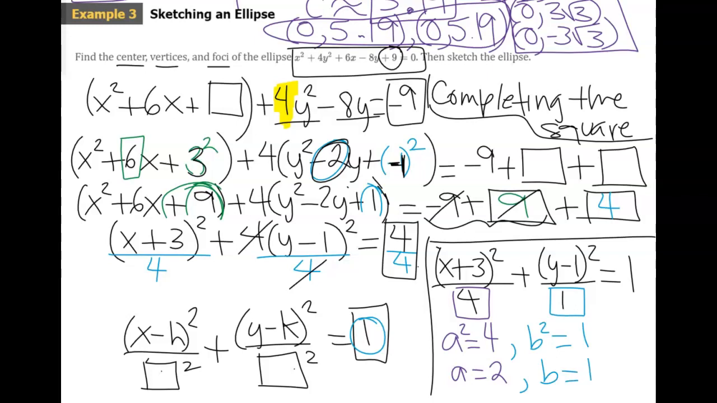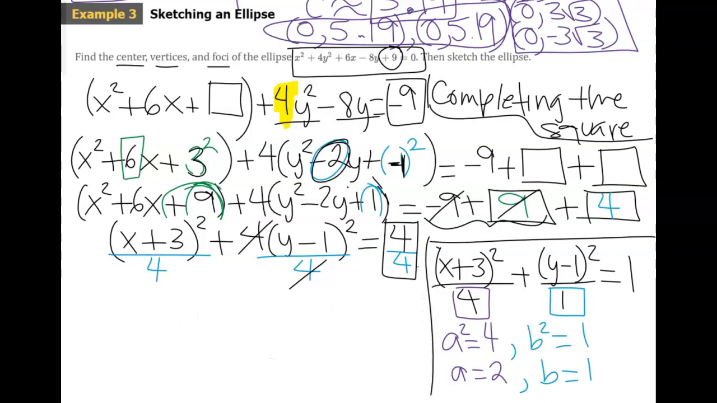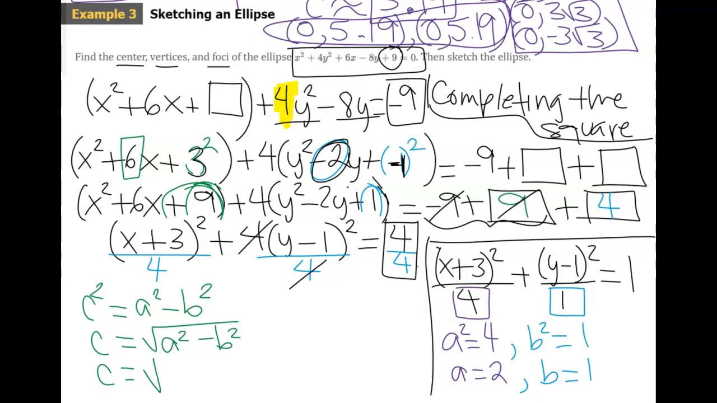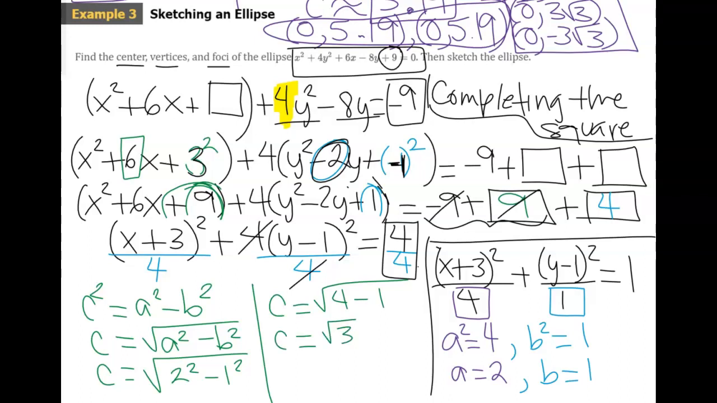So from there, we already know a lot. So I'm going to make more space here. And from right here, we're going to find c. So c squared is equal to a squared minus b squared, or c is equal to the square root of a squared minus b squared. So c is going to equal the square root of 2 squared minus 1 squared. So that tells me that c is equal to the square root of 4 minus 1. So c is going to be equal to the square root of 3.